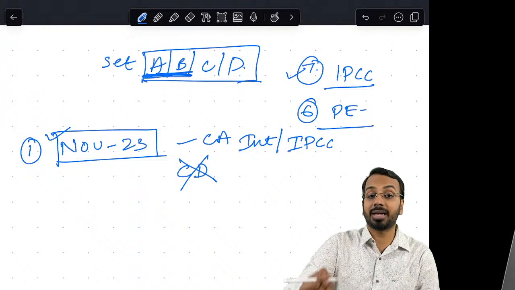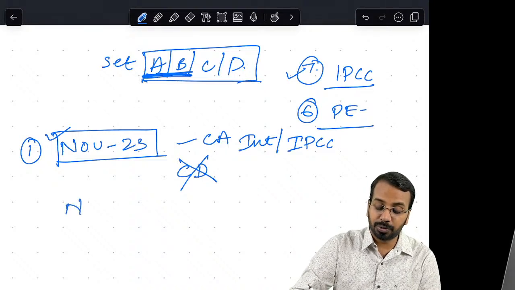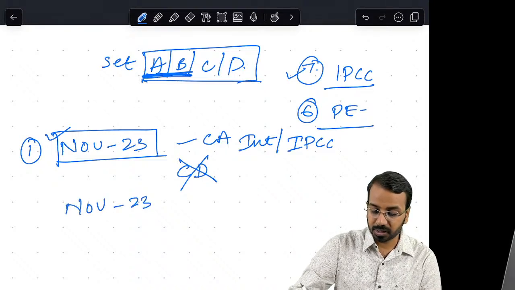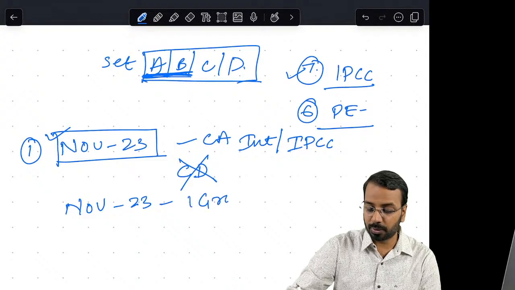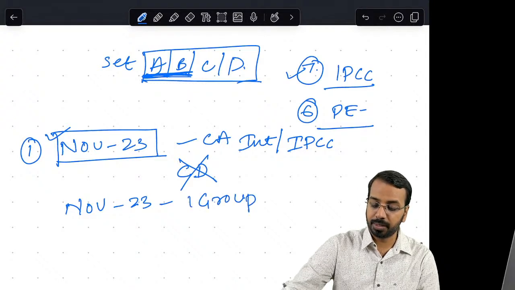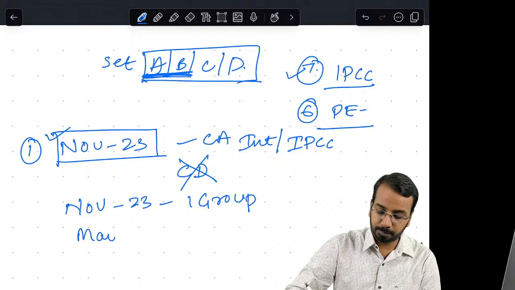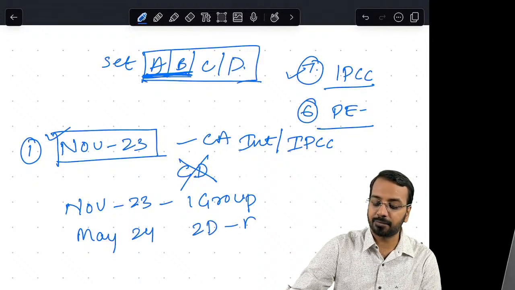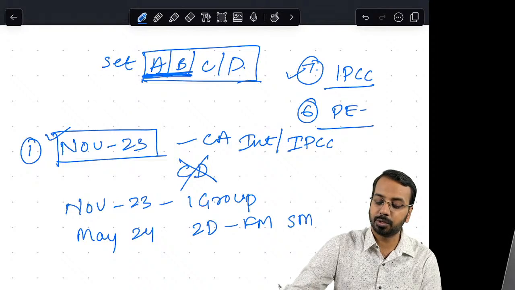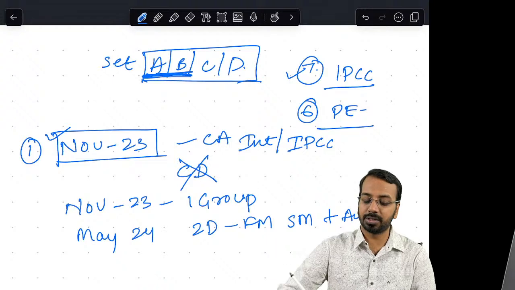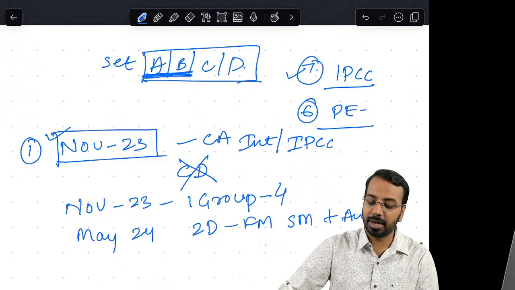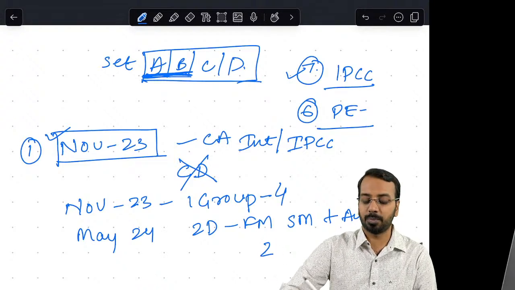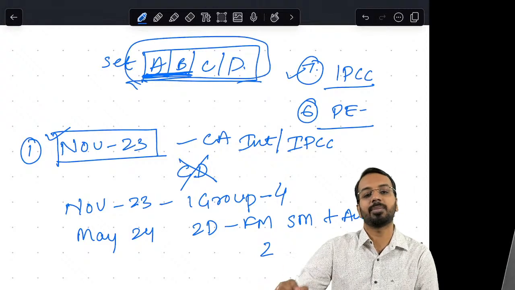If you are under a category where, let us say, in November 23 you have written one group or you have passed first group, and in May 24 you will pass group 2, which is FM and SM plus audit, then in this case what happens is, because you have written 4 papers here and 2 papers here, you have written only 6 papers, all the 4 sets will become applicable to you.